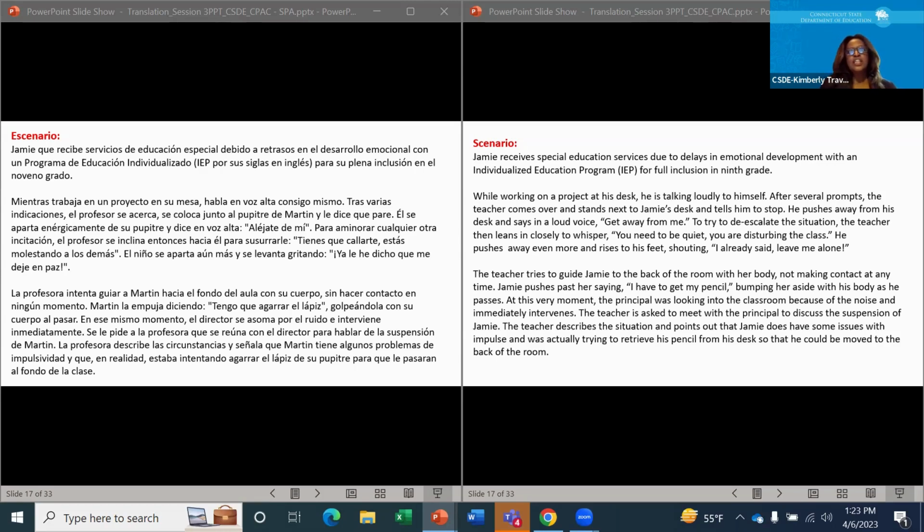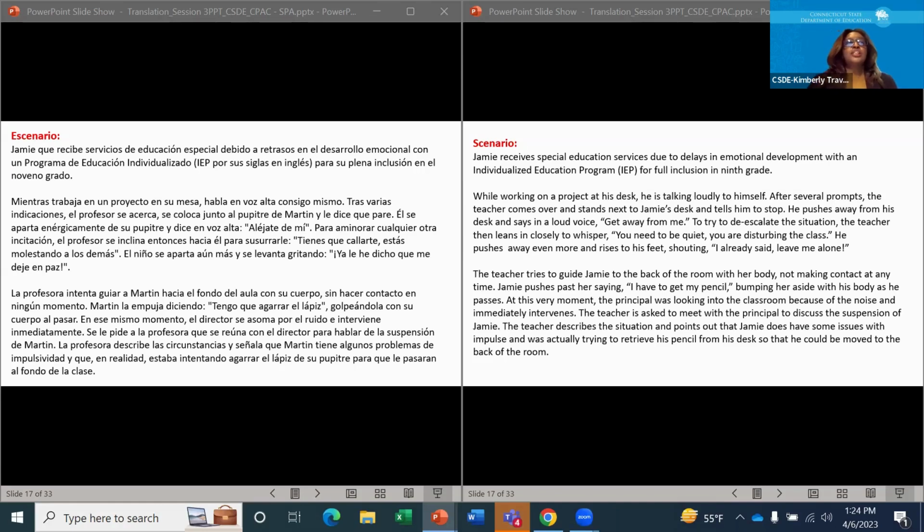The teacher tries to guide Jamie to the back of the room with her body, but not making any contact. Jamie pushes past her and saying, "I have to get my pencil," bumping her aside with his body as he passes. At this very moment, the principal was looking into the classroom because of the noise and immediately intervenes. The teacher is asked to meet with the principal to discuss the suspension of Jamie. The teacher describes the situation and points out that Jamie does have some issues with impulse and was actually trying to retrieve his pencil from his desk so that he could be moved into the back of the room.